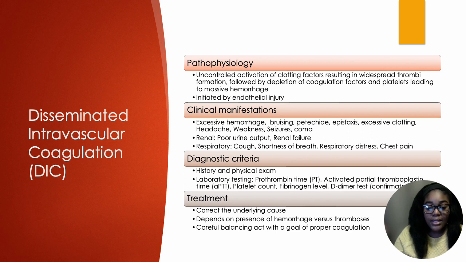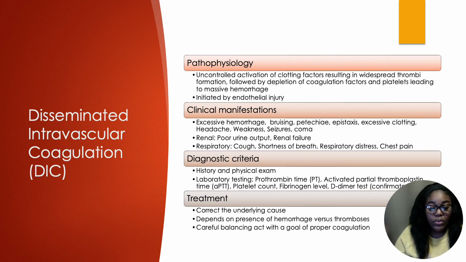Diagnostic criteria is a history and physical exam, and of course, they're going to look at a lot of your clotting factors. So they're going to look at your prothrombin PT, they're going to look at your PTT, they're going to look at platelets, fibrinogen, D-dimers, and your D-dimer test actually confirms that you have disseminated intravascular coagulation.